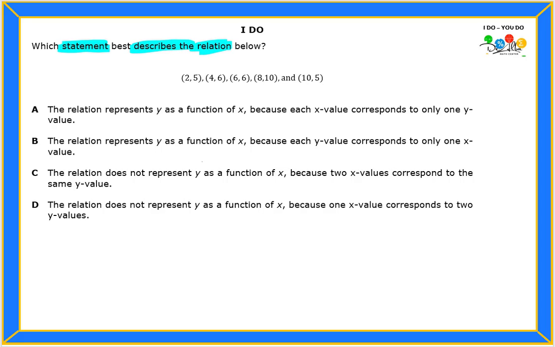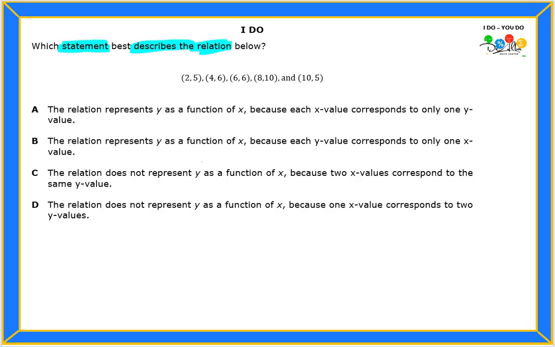Now notice how right now they're not telling you whether it's a function or not. They just say it's a relation. Because if you remember, a relation, as long as you have an x and a y value, it's a relation. Okay, and every ordered pair that I have here has an x and a y value. If you look at the answer choices, I do see something about the relation represents y as a function.